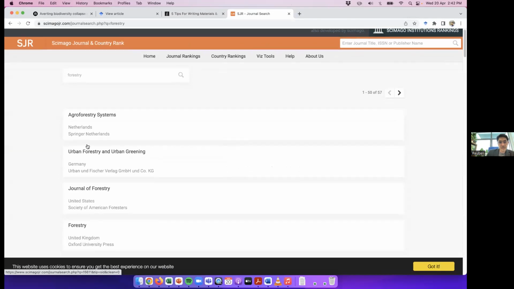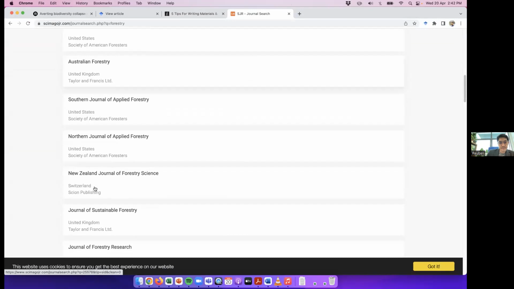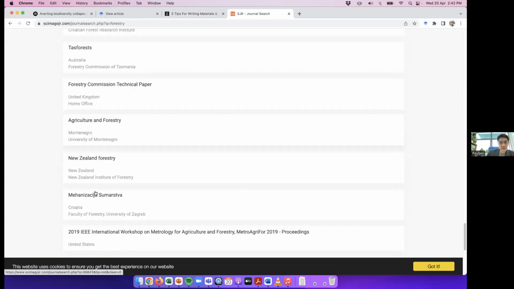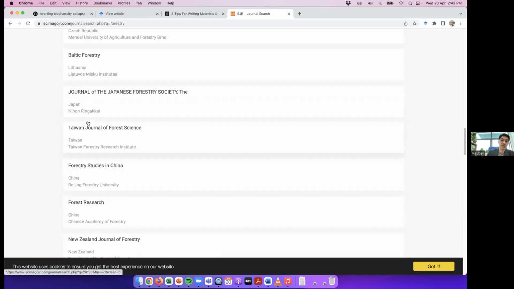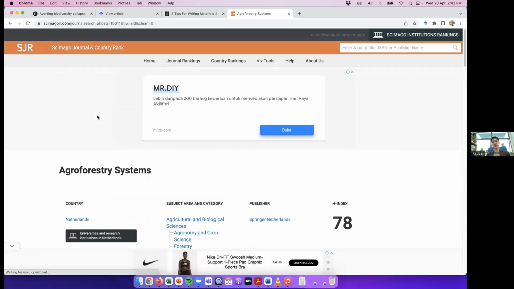So these are all different forestry journals that you might want to consider. It's just a snapshot. There are so many forestry journals. Wow, fantastic, 57 forestry journals. So you've got no excuse not to publish. There's going to be a journal for you. They're not ranked in any particular order here, but let's check out this journal, Agroforestry Systems.